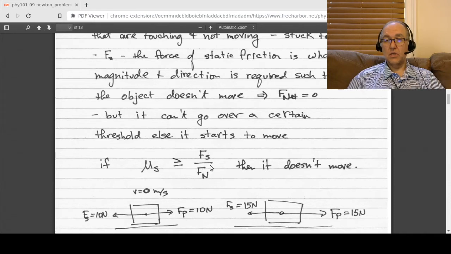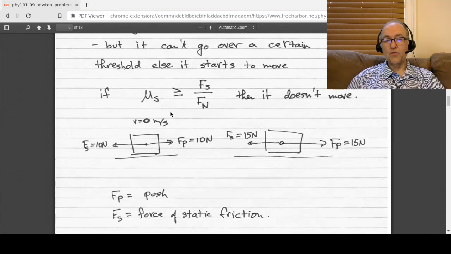You can't use this equation to evaluate the value of Fs. You can only use this equation to determine the threshold at which Fs is not sufficiently big enough, or can't grow big enough, to stop the object from moving. If the object is not moving, then this equality must hold. Fs must be small enough such that it doesn't go over the threshold here of mu s.